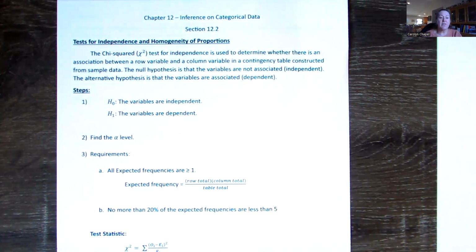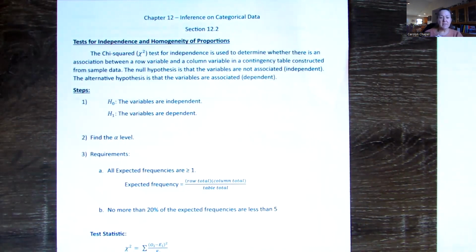The first one we're going to do is determine if there's a relationship or an association between our row variable and our column variable. Now, these tables could be large or small. The examples I have are a little bit smaller. But again, we're going to be doing a 5-step test.